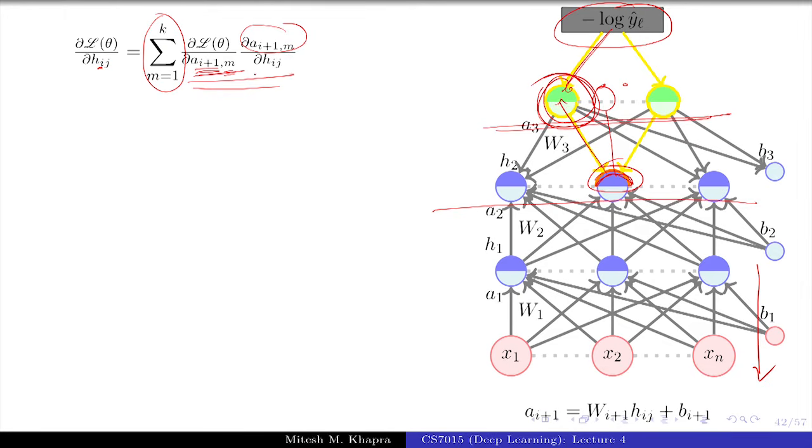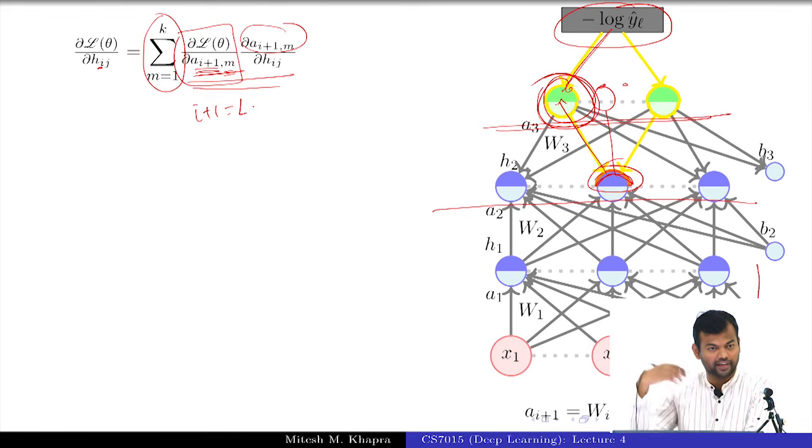Now, which of these quantities do we already know? Is there any quantity that we know? This one, right? Why? Because in this special case, i plus 1 is actually equal to L. We are feeding into the last layer, and we have already seen how to compute the partial derivatives with respect to the last layer. So this quantity is known. We don't know this for the generic case yet, but we'll get there. But for this special case, when we are feeding into the last layer, we know this. Does everyone get this? Okay.